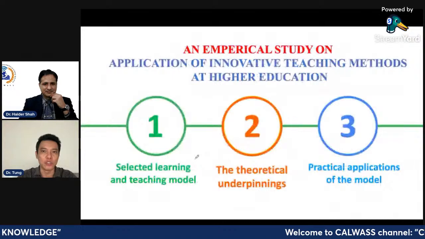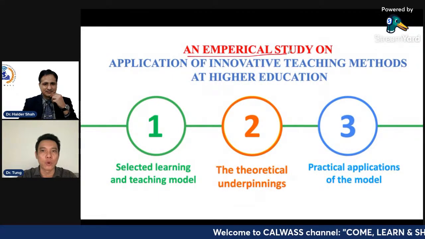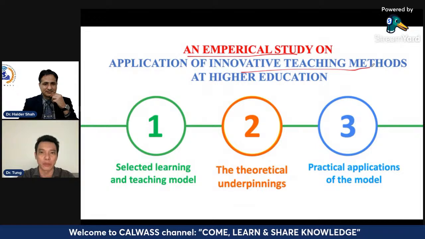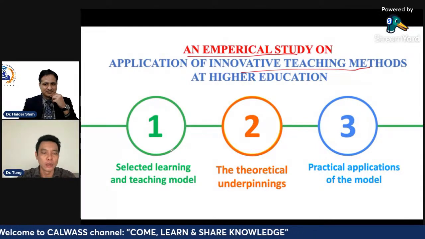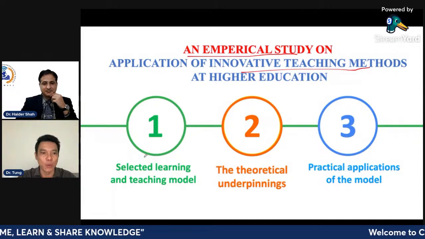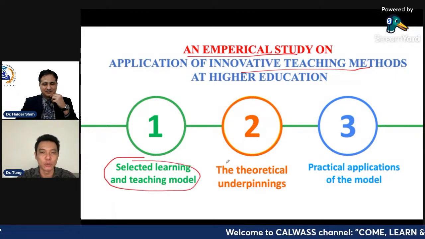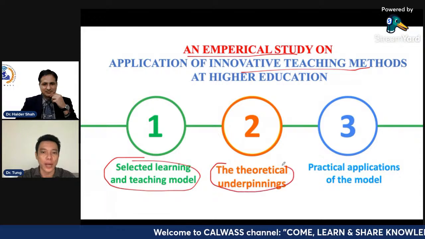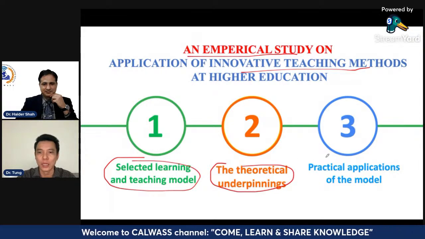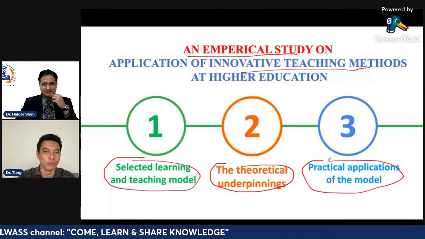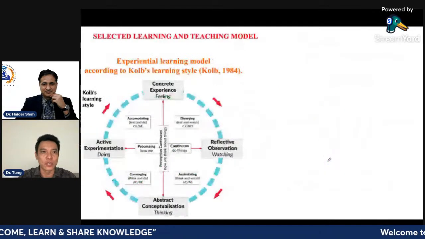So here is the agenda of my empirical study on the application of innovative teaching methods in higher education. My presentation has three sections. The first one, I want to share with you the experiential learning and teaching model. Number two, I would like to share with you the theoretical underpinnings. And the last one, I want to share with you my practical application of the model. So now let's go to the first part.